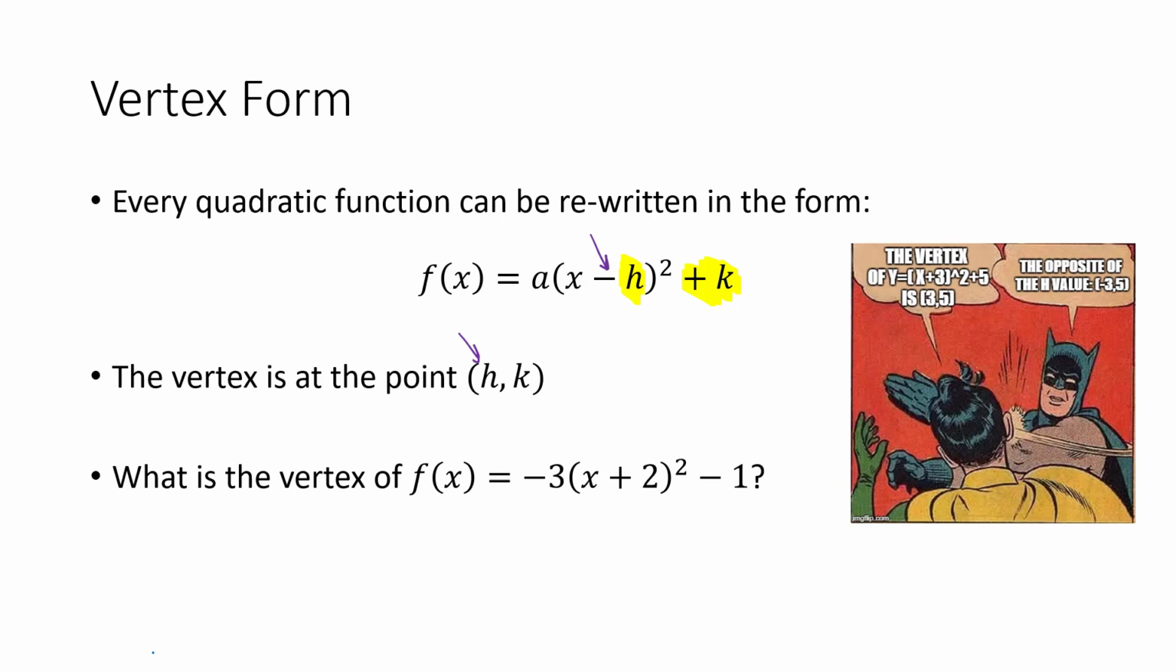So if I've got the function negative 3 times x plus 2 squared minus 1, the 2 is my h and the 1 is my k. I just have to remember that I need to take the opposite of the h. The opposite of the h is negative 2, and then take the k as it comes, which is negative 1. The vertex is at negative 2, negative 1. That's where the graph will change directions.